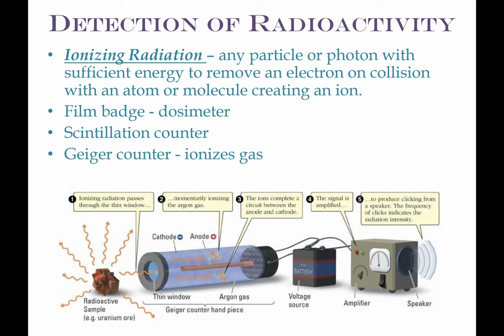How do we detect radiation, and how do we use radiation? It depends on what we're doing, but there are several different ways we detect radiation. They've improved over the years. Starting with a Geiger counter, we have something that can detect ionizing radiation. There are also scintillation counters and film badges.